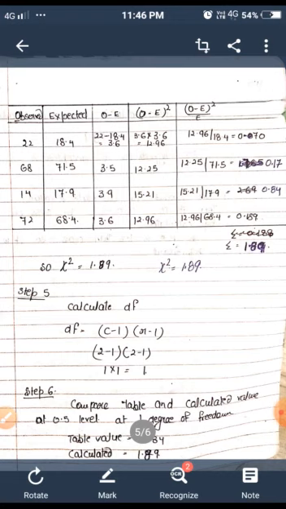We already learned that when the table value is more than the calculated value, we will accept the null hypothesis. So here we will accept the null hypothesis, that is, there is no significant difference between vaccine A and vaccine B, because our calculated value is less than the table value. Okay, so this is the way to calculate the chi-square.